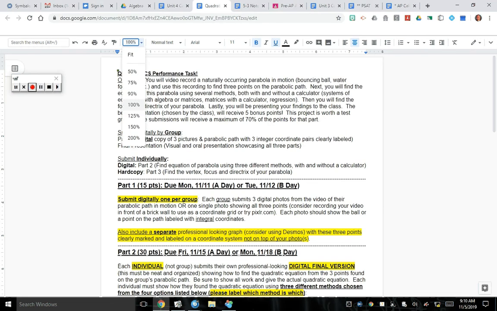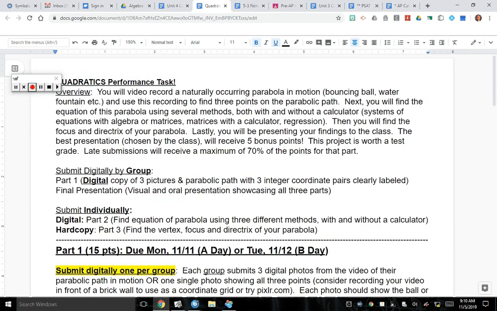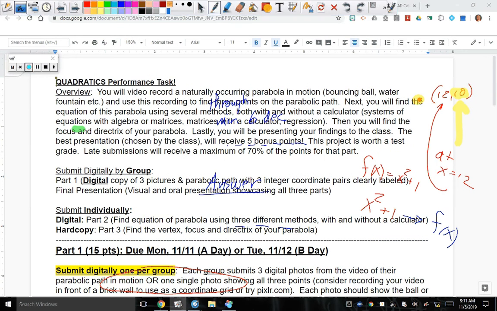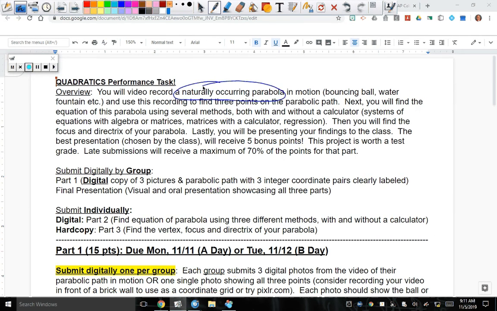So again, for the rest of the period, you're going to record a naturally occurring parabola. This is why we brought tennis balls, soccer balls, whatever in motion. You can use a water fountain if you didn't bring anything. A water fountain's going to be a little bit weird though because you don't have those bricks in the background, but no worries. I'll show you something that you can use here in just a bit.